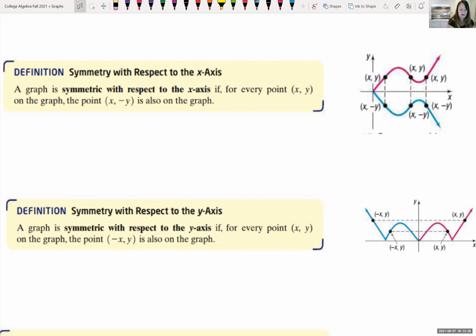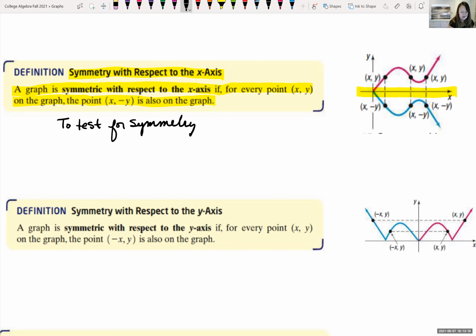So the first definition is up in front of us for symmetry with respect to the x-axis. We say that a graph is symmetric with respect to the x-axis if for every point x, y on the graph, the point x, negative y is also on the graph. So we're reflecting this across the x-axis. And so our x value is staying the same, but what's changing is the sign of our y value. And so in order to test for symmetry across the x-axis, what we want to do is plug in negative y wherever we see a y in our equation and see if the equation remains unchanged.